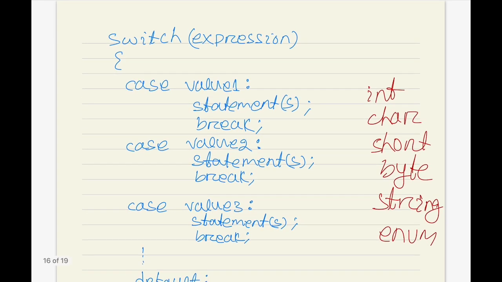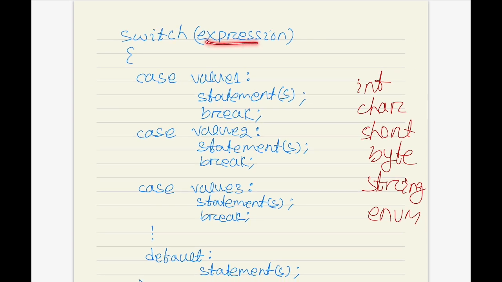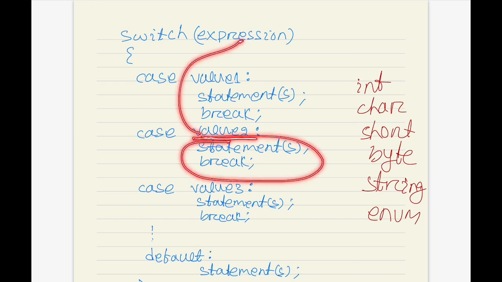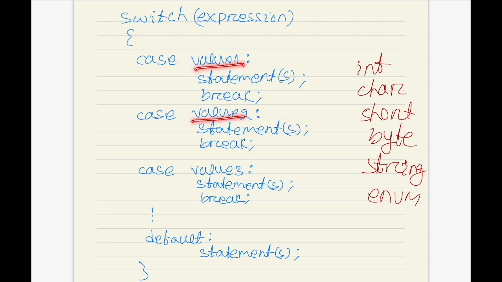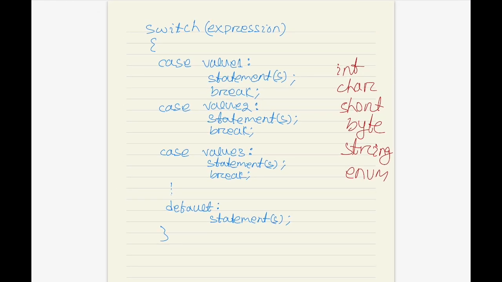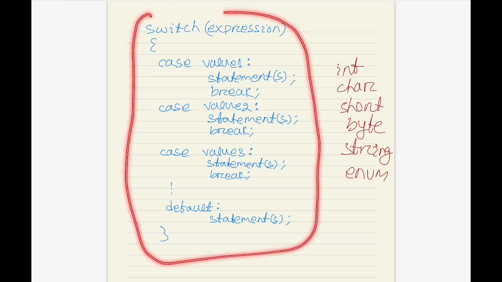How does this switch case work? This expression is compared with the case values sequentially. If value 1 matches the expression, then the statements corresponding to this case value are going to be executed. If value 2 matches the expression, then the corresponding statements are executed. If value 3 matches the expression, then the corresponding case statements are executed. And if none of the case values match the expression, then the default one is going to be executed. So let us see one program that uses switch case statements.